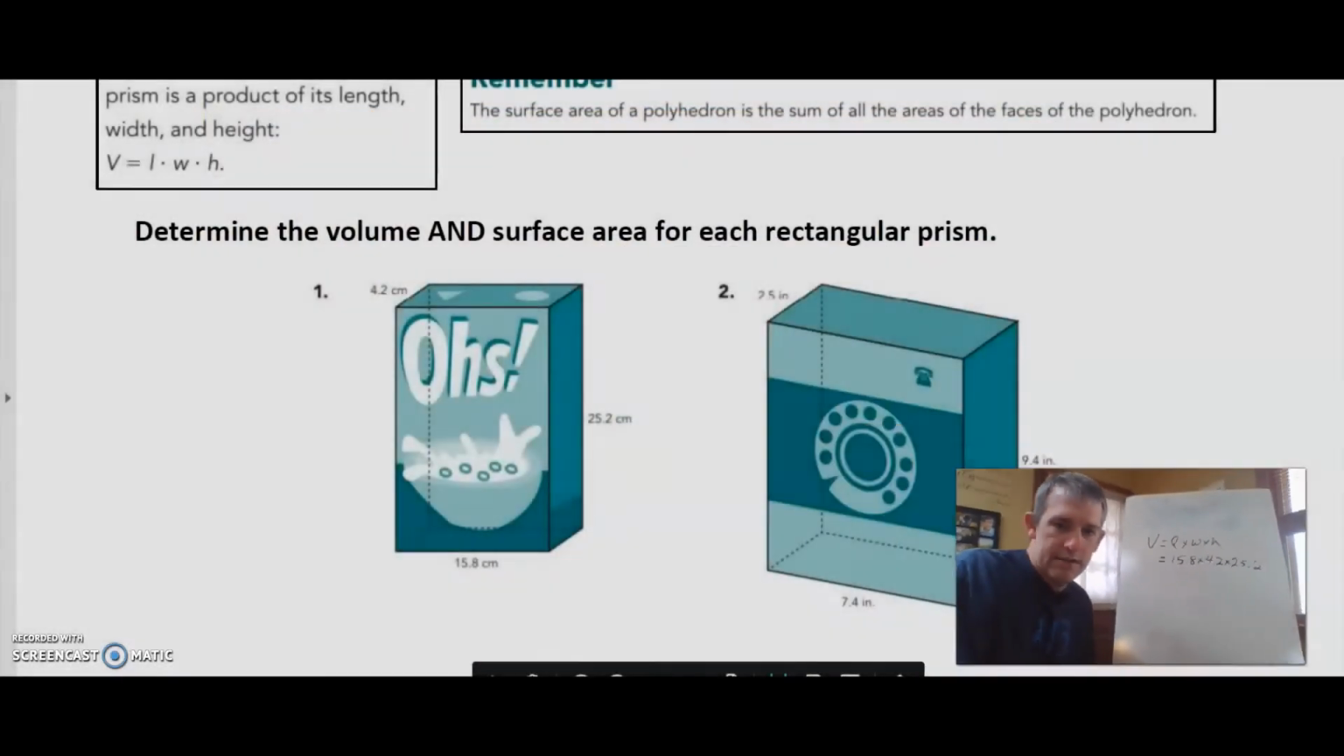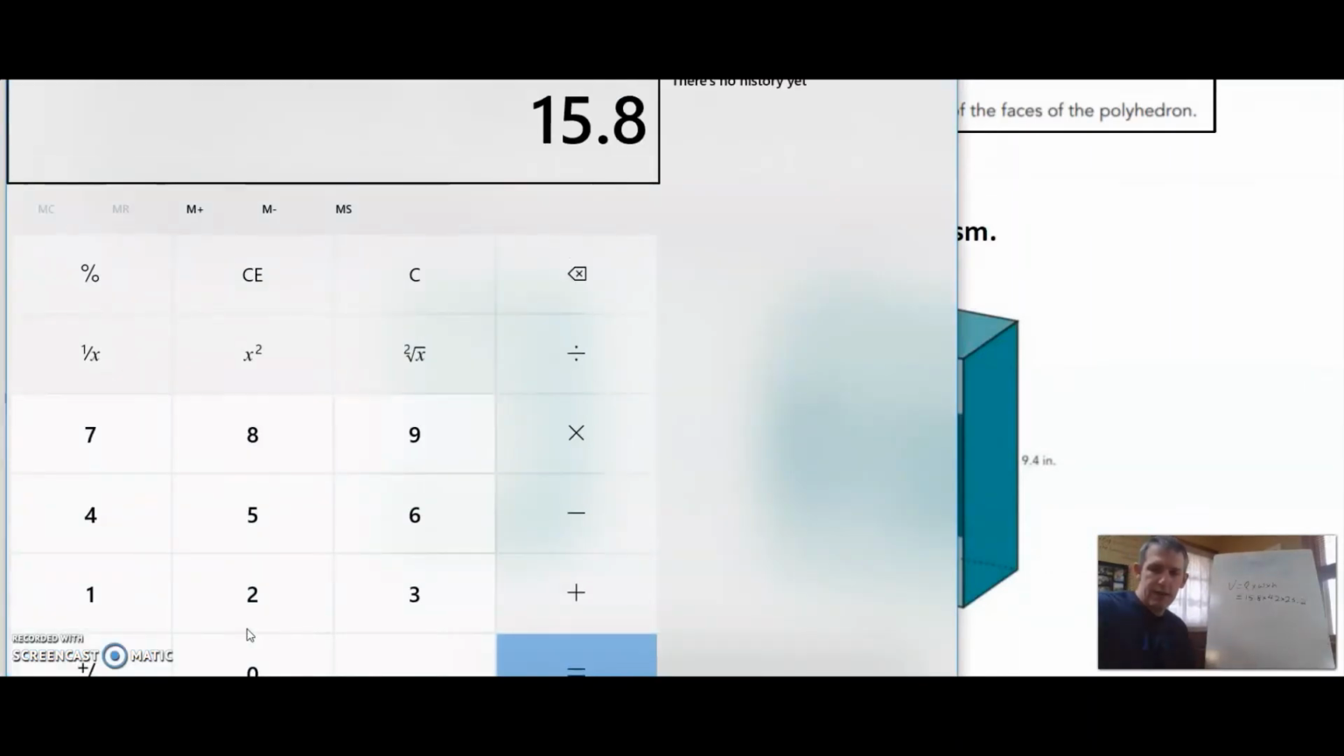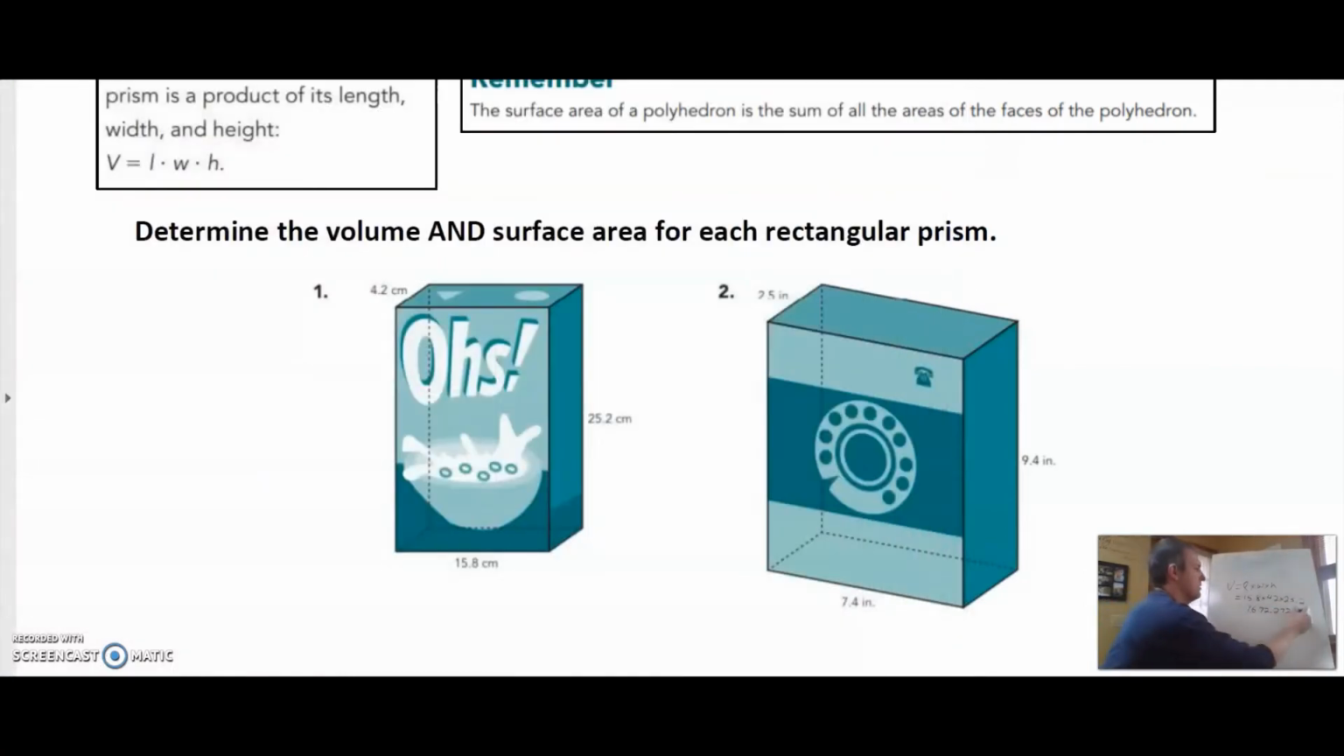All right, let's go to our calculator. We've got 15.8 times 4.2 times 25.2, and that gives us a grand total of 1,672.272. I believe it was inches, am I right? No, I was wrong. Centimeters, not to the second, but to the third power. So that is our volume.